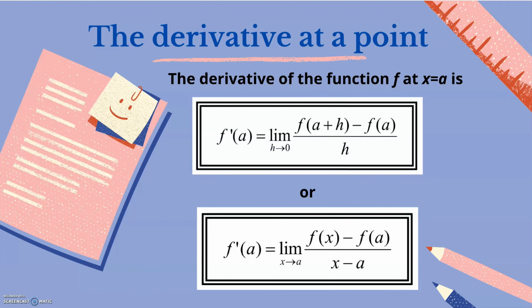The derivative at a point by using the first principle. We can find the derivative of the function f at the point x equals a by using the limit of f(a plus h) minus f(a) divided by h as h tends to 0, or the limit of f(x) minus f(a) divided by x minus a as x tends to a.